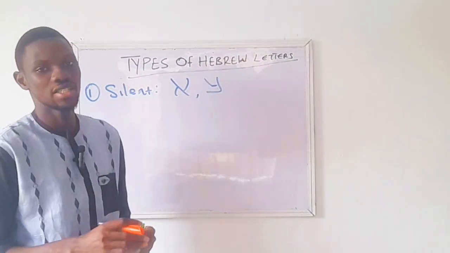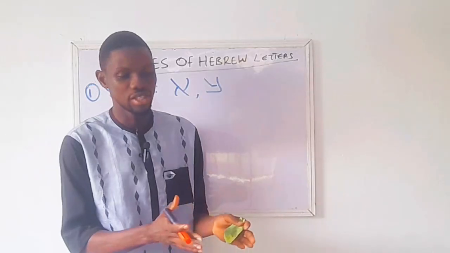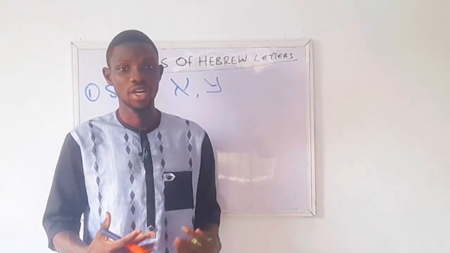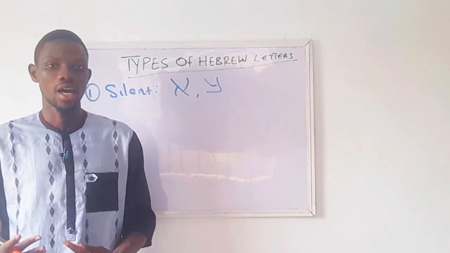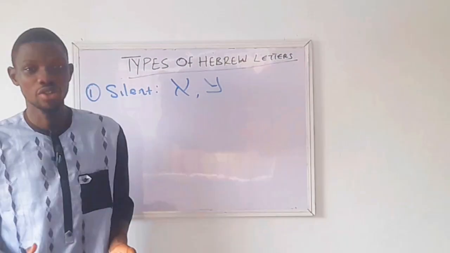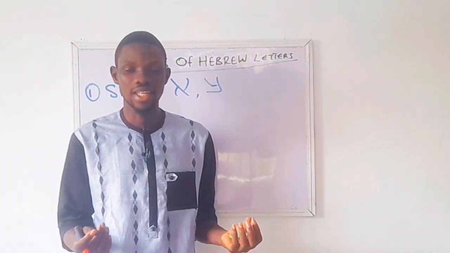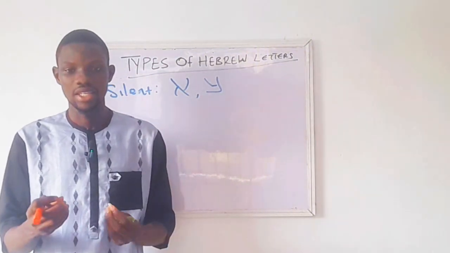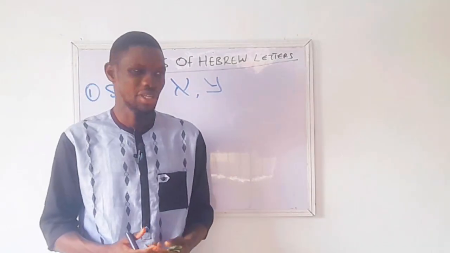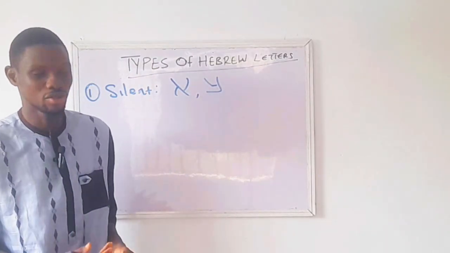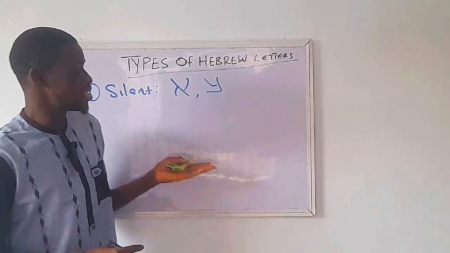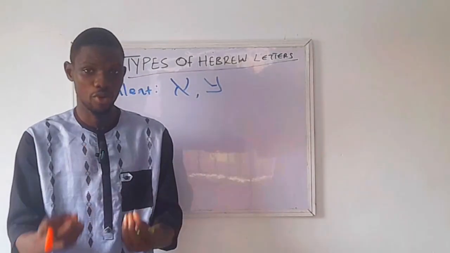They are always silent. If they appear at the beginning of a word, then you know that the word starts with a vowel. You are going to pronounce the vowel and then the other letters. If they appear in the middle of the word, they stand as a pause, like a short pause in the word. And at the end of the word, they are silent also. So they're always silent.